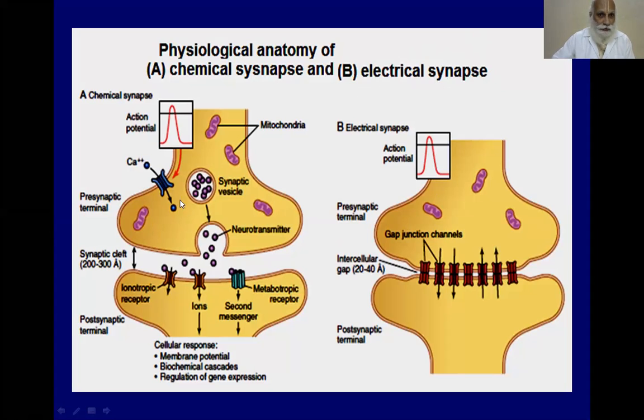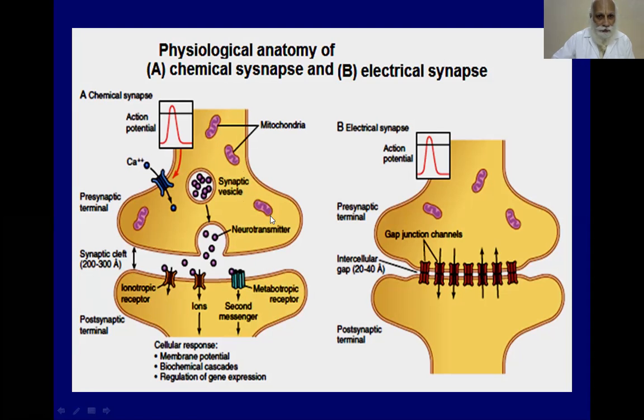Okay. So, if you look at the physiological anatomy, there is a presynaptic part and there is a postsynaptic part. In between there is a synaptic cleft. So, there is a presynaptic terminal, then you have a postsynaptic part. I will come to the details a little later.